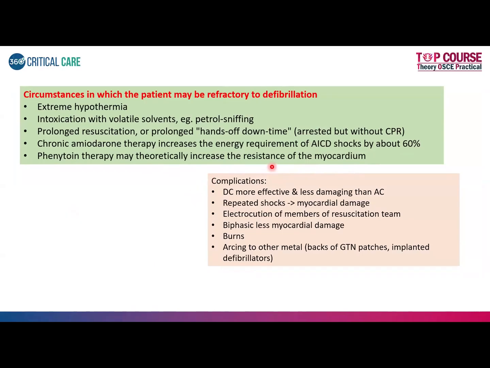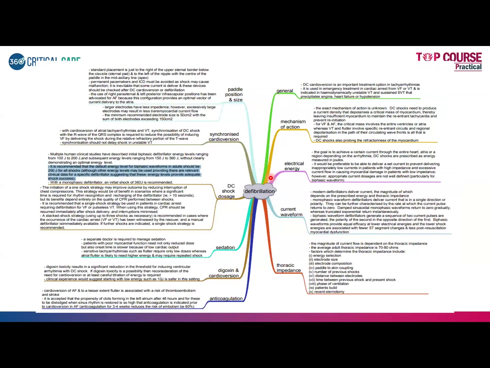Complications: the DC shocks are more effective and less damaging than the AC. Repeated shocks cause myocardial damage, and electrocution of the members of the resuscitation team, that's the need for saying all clear. Biphasic causes less myocardial damage, it can cause burns, and with implanted defibrillators or other metals, there might be some impact on these devices. So this is the star slide that one can go through. It has got everything from paddle size and position, the shock dose, sedation, anticoagulation mechanism.